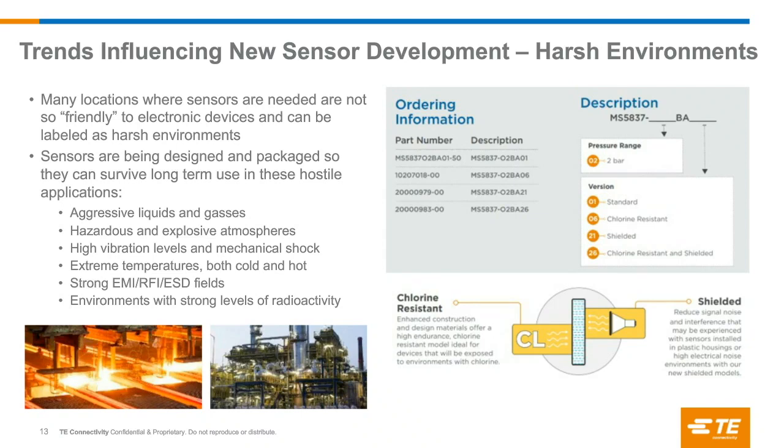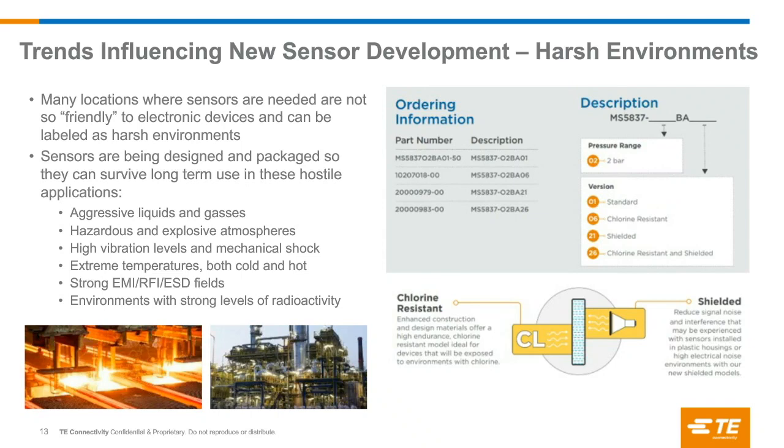Another place people want to put sensors will have high vibration levels and mechanical shock. Our sensors are designed to be very rugged and withstand a tremendous amount of abuse from the mechanical world. We have some sensors that can withstand shocks up to the 5,000 to 10,000 G range, so that you can put them in places that are very, very nasty in terms of vibration and shock.